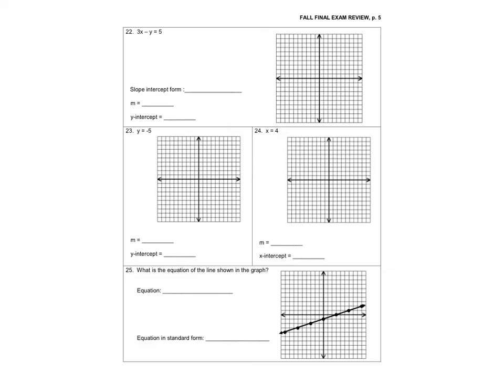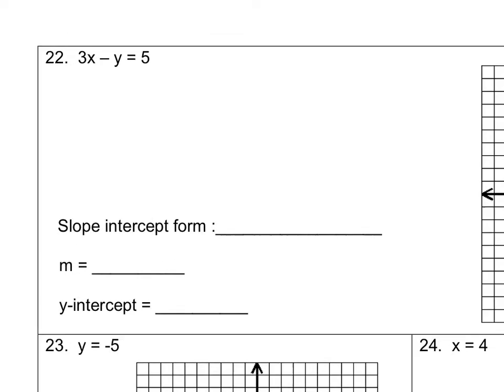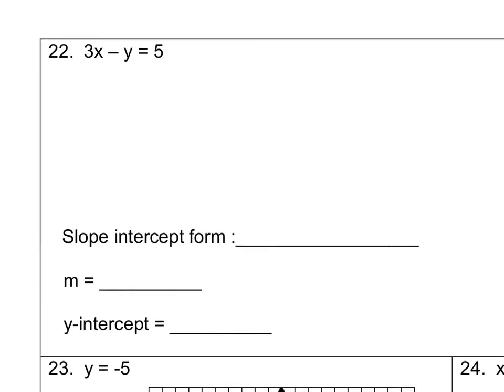Okay, looking at question 22. Again, they're asking for that slope and that y-intercept. So my easiest way is to just go ahead and get this into slope-intercept form. I'm still boxing up my y. I want to move x to the opposite side, so we move it by doing the opposite and subtracting 3x.